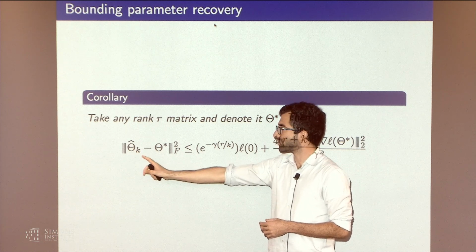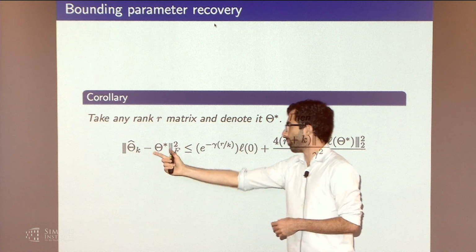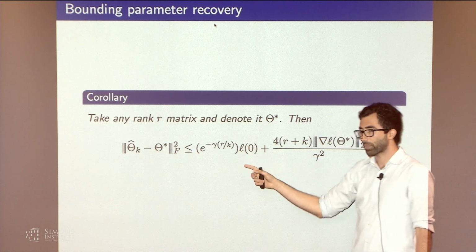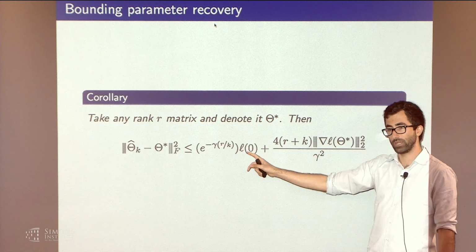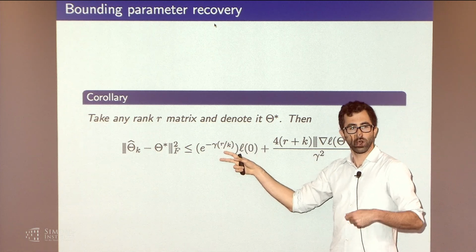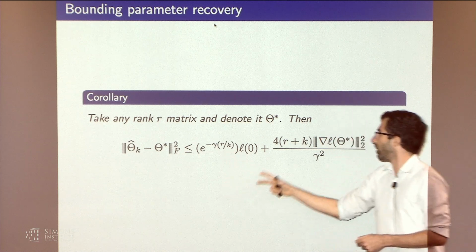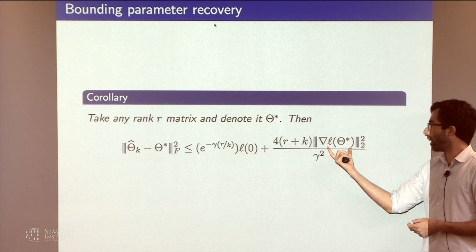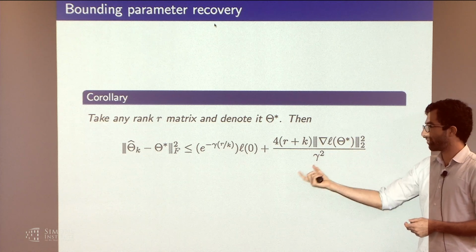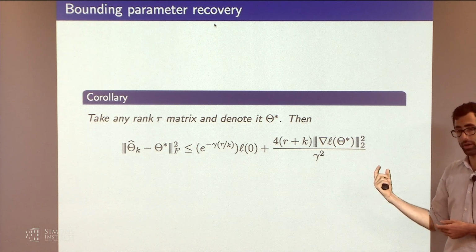It achieves that theta hat sub k minus theta star in Frobenius norm squared is upper bounded by e to the minus gamma R over k times L of 0. So this is like the optimization error. Then plus R plus k, the operator norm of the gradient divided by gamma squared.